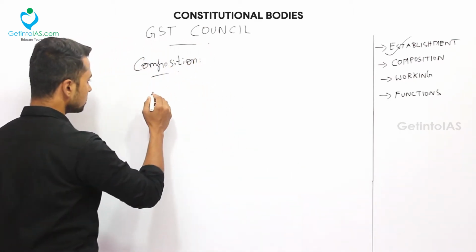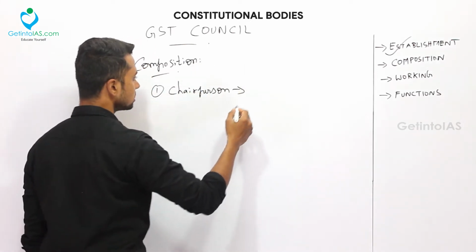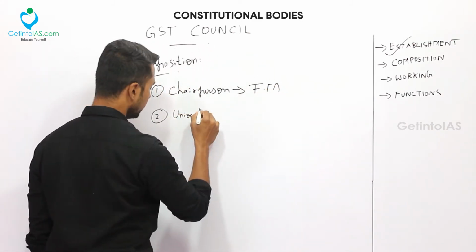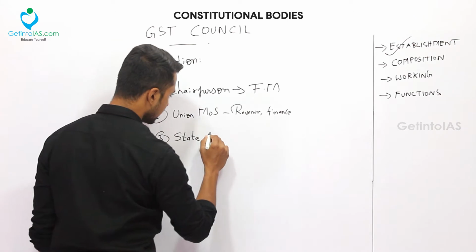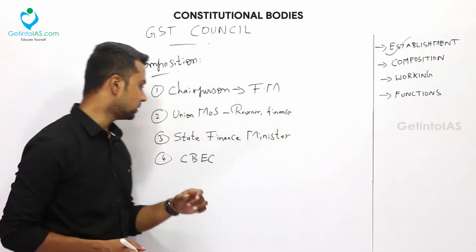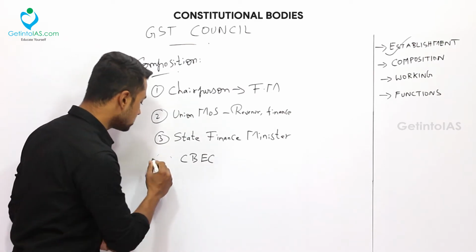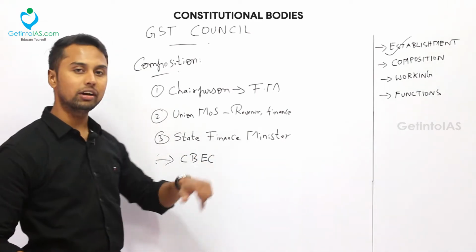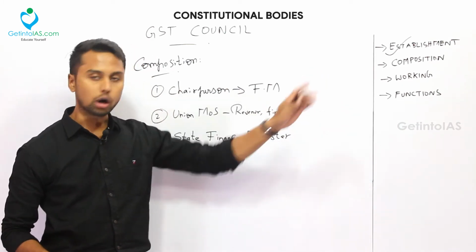Okay. So about the composition, the first one is the chairperson. The chairperson of this GST council is the finance minister of India. Second is the union minister of state, revenue, finance. Third one is the respective state finance ministers. All the states' finance ministers are also members of this council. These three are the permanent members of this GST council, and finally the chairperson of CBEC, Central Board of Excise and Customs, is also invited to all the meetings of this council. He is a permanent invitee to this council. So that is about the composition part.